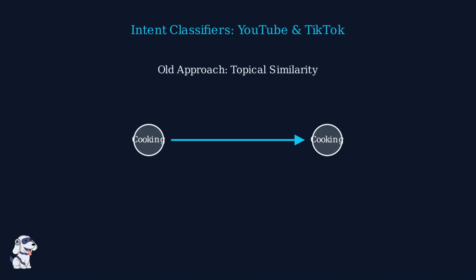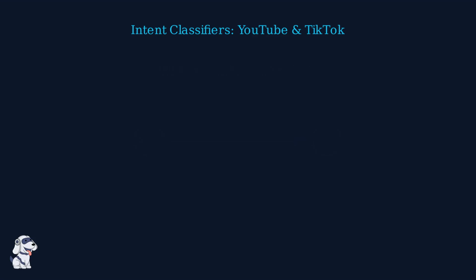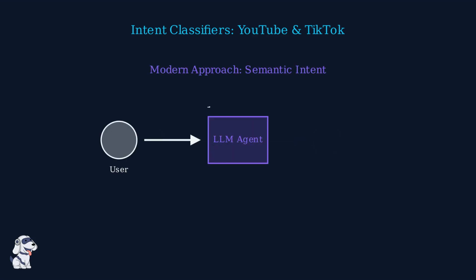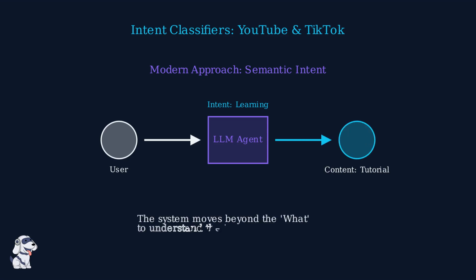Historically, platforms used topical matching. If a user watched a cooking video, the system simply recommended another video about cooking. Now, large language models analyze semantic intent. The system understands if a user is in learning mode or entertainment mode to tailor recommendations. This allows platforms like YouTube and TikTok to predict not just what you might like, but why you are engaging at this specific moment.